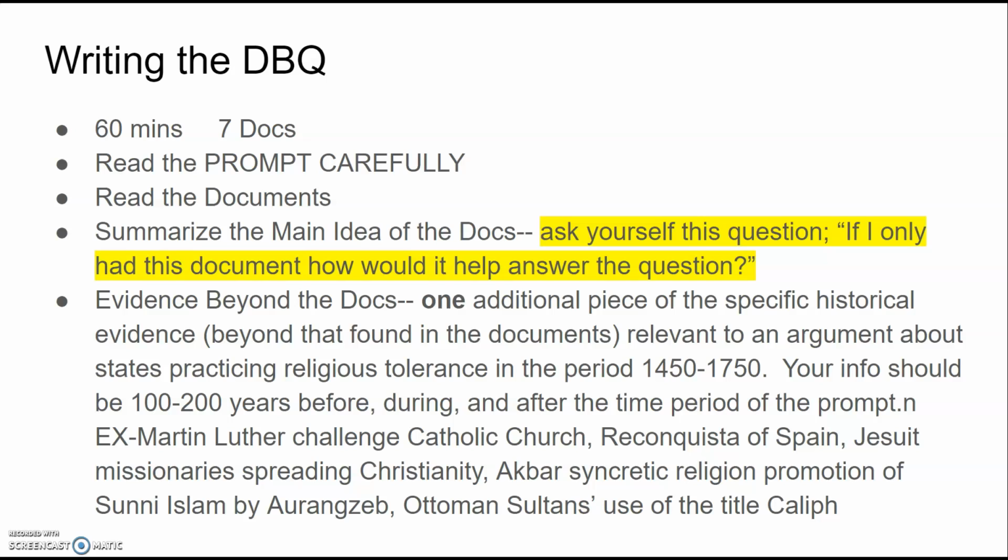And so basically, the evidence beyond the documents is something that you have read in the past, some video that you may have watched that strikes a portion of your memory that says, hey, this relates to the prompt and to my argument, and it's not found in any of these 7 documents. And I believe that this evidence beyond the document is going to help me answer the question and get this point. All right. So that's that. So when you're looking for the evidence beyond the doc, it's not in the documents.